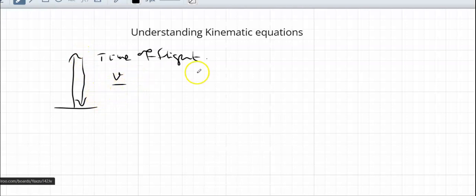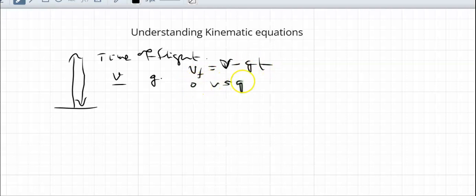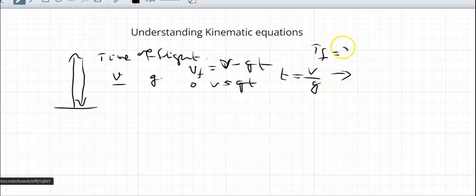Then we know the acceleration due to gravity is g, and we take the final velocity as 0. The final velocity is equal to the initial velocity v, then because acceleration is negative and the velocity is positive, when we take up as positive and down as negative, this is v minus gt. The left side is 0, so we get v is equal to gt, then t is v by g. Then we argue that the time for falling is the same as the time for going up, so we say the time of flight is 2v by g.